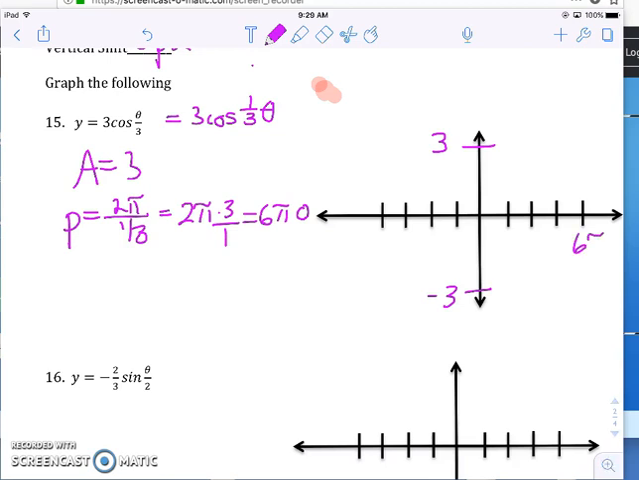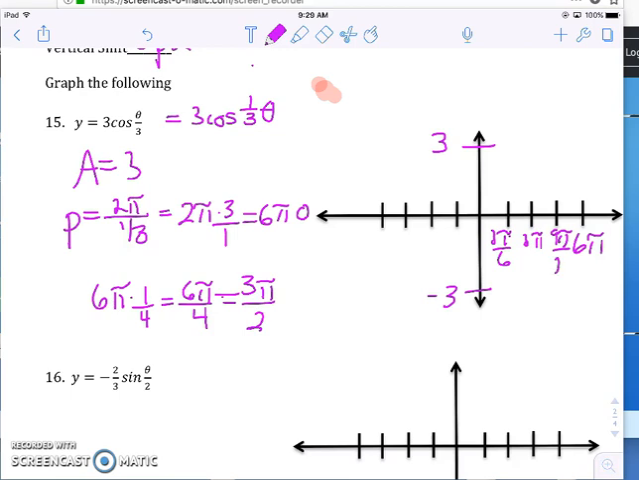So if this is 6 pi, let's see, what's 6 pi times 1/4? 6 pi over 4, which reduces down to 3 pi over 2. So this first tick mark, 3 pi over 2, 6 pi over 2, 3 pi, and 9 pi over 2. It's cosine, so cosine starts high, the middle, low, middle, high, low, middle, high.